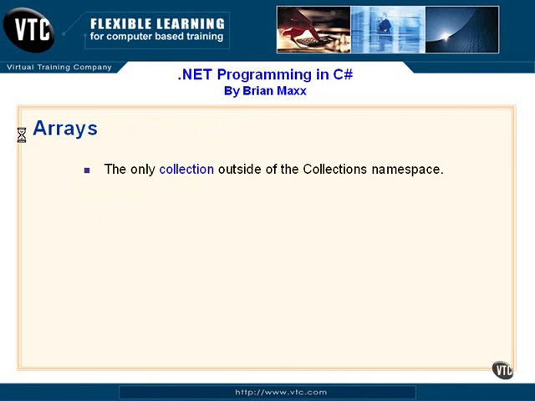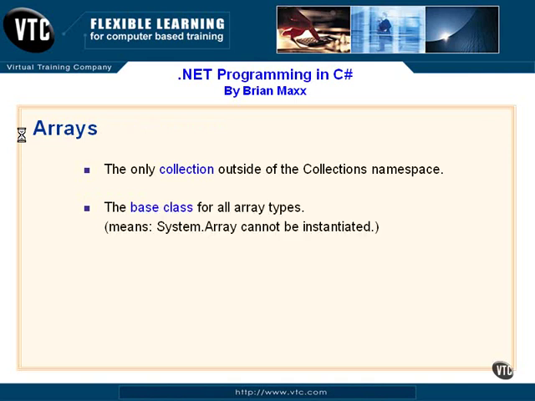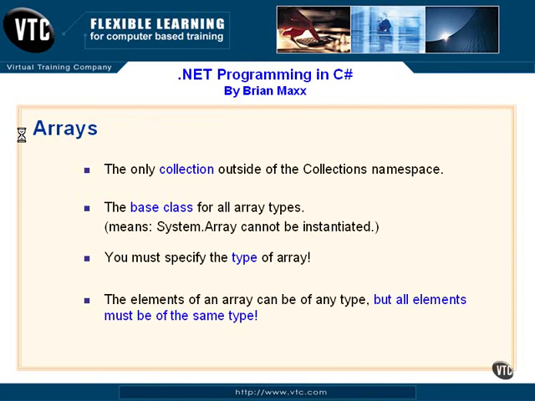Arrays are the only collection, like I said, outside of the collections namespace. But they're so important that System.Array is actually the base class for all array types. And this means that System.Array cannot be instantiated. So it's important to know that. We'll talk about that in the object-oriented section. You must specify the type of the array. And we'll talk about what exactly an array is as well. This is just a high level.